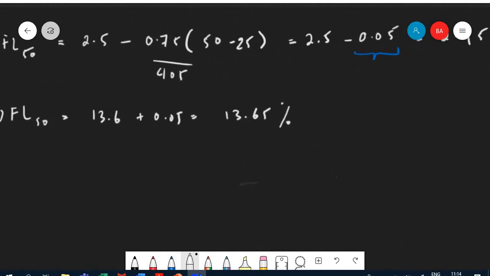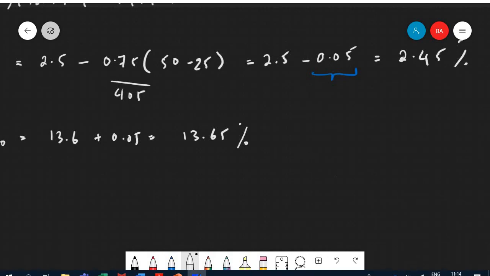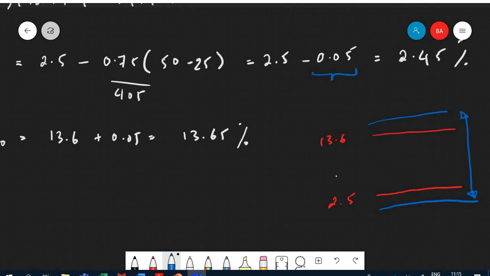So we can say that the region of flammability became bigger. Why? Because rather than saying that my flammability region is between 2.5, which is down here, and 13.6, now my flammability region went a little higher and a little lower, so it became bigger. Why? Because you gave it more energy, so it becomes flammable now over a bigger region. So here's 2.45% and here's 13.65%. This is how to calculate it, and you can see how the region became bigger. However, the change is minor. It's very small.